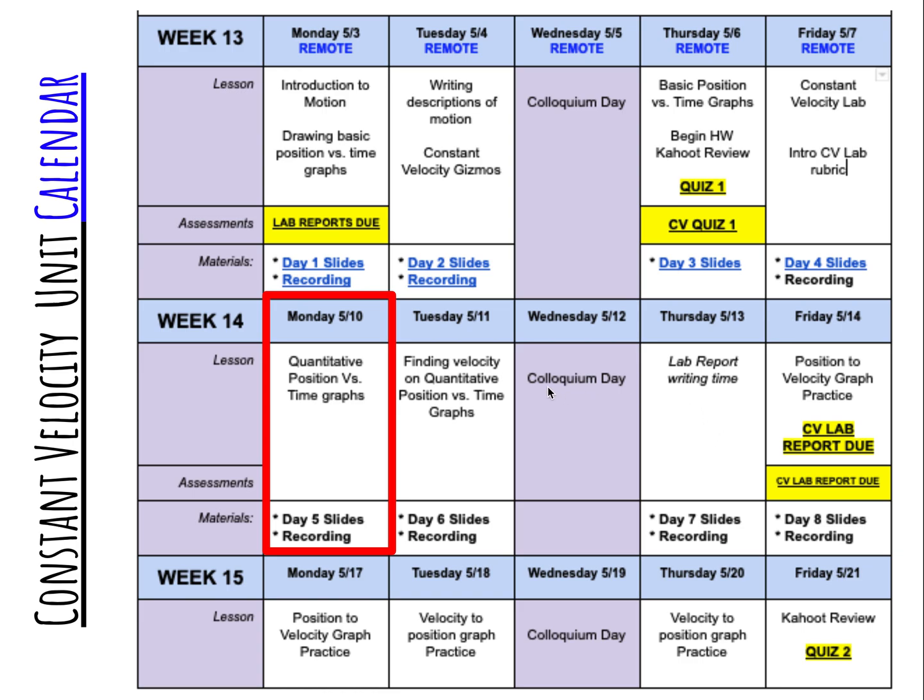So this is our schedule. Our next quiz is going to be a week from Friday. So Friday the 21st is our next quiz. The constant velocity lab that we started last Friday, that lab report is due this Friday. Also, if you have not already turned in your pendulum lab report, that was due today at the beginning of class.